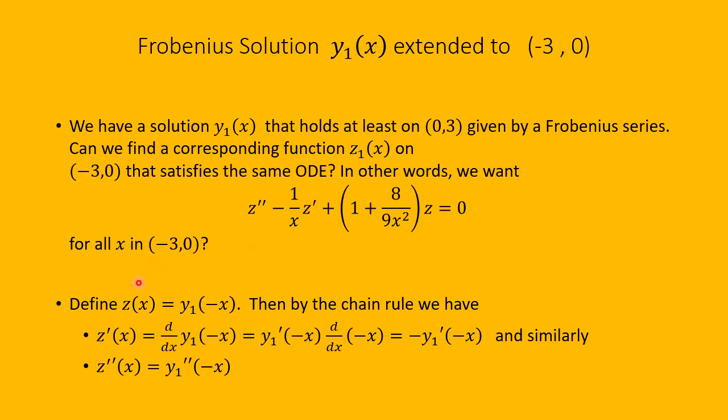So here's what we'll do. We'll define z of x to be y1 of minus x. Then by the chain rule, z prime of x is the derivative with respect to x of y sub 1 of minus x, this stuff up here. And by the chain rule, that's y sub 1 prime of minus x times the derivative with respect to x of minus x, which is minus y sub 1 prime of minus x. Similarly, using the chain rule again, we can show that z double prime of x is equal to y1 double prime of minus x. And now we'll see what happens when we substitute these things into this equation and get everything in terms of y sub 1.